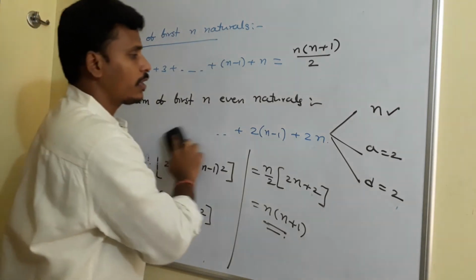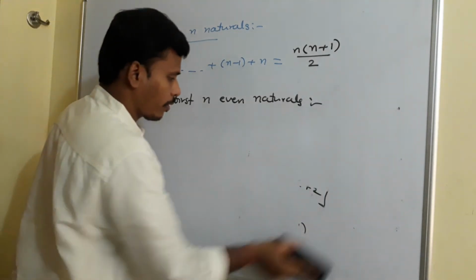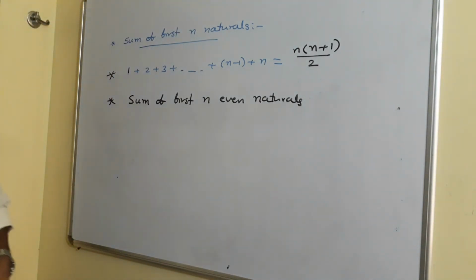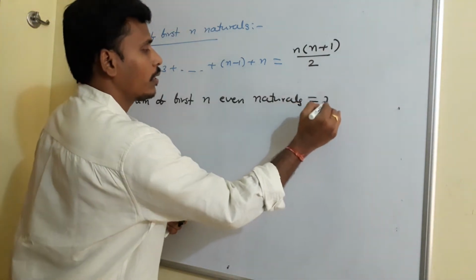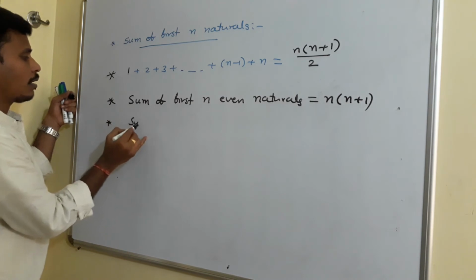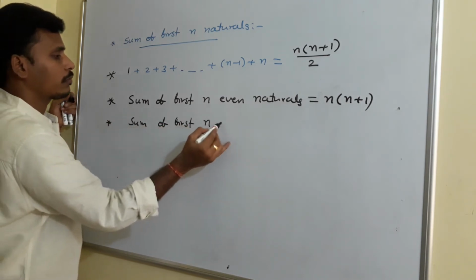Right. See, the sum of first n naturals and the sum of first n even naturals I have. Now, to find the sum of first n odd naturals, how does it work? This is equal to n into n plus 1. Now, the next thing is the sum of first n odd naturals.